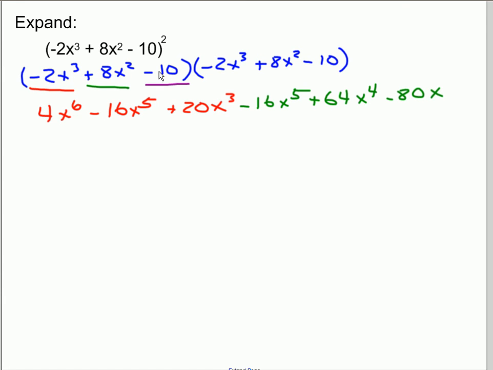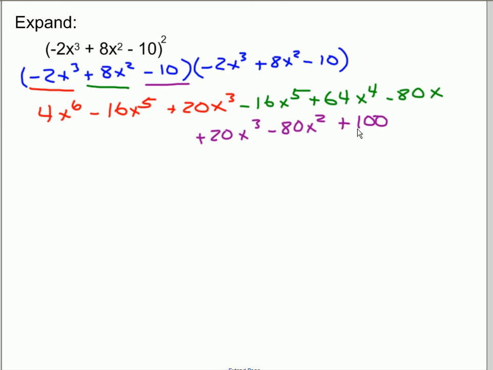Okay, got one more term in my first polynomial that I need to distribute to each of the terms in the second polynomial. Negative 10 times negative 2x to the third is positive 20x to the third. Negative 10 times 8x squared is negative 80x squared. Negative 10 times negative 10 is positive 100.